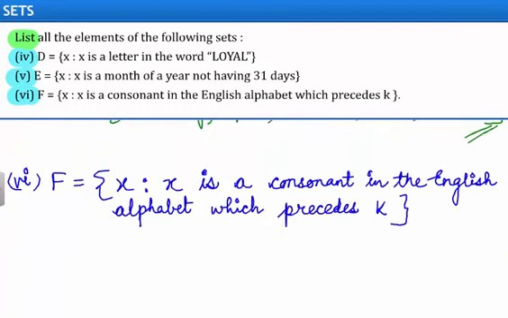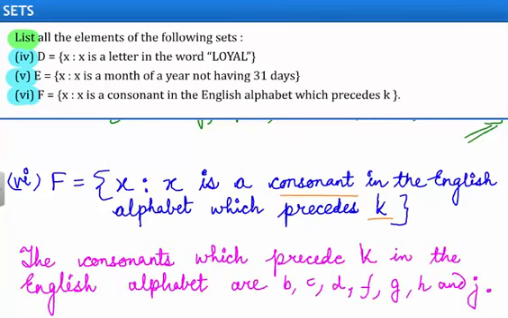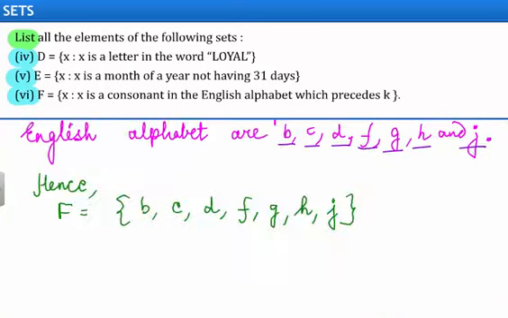In the sixth part of the question, the set F is given as x is such that x is a consonant in the English alphabet which precedes K. Now, we know that the consonants which precede K in the English alphabet are B, C, D, F, G, H and J. Hence, the set F will be B, C, D, F, G, H and J. So with this we come to the end of the solution of this question.